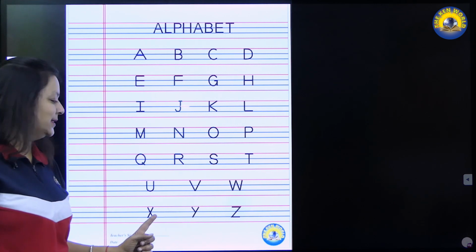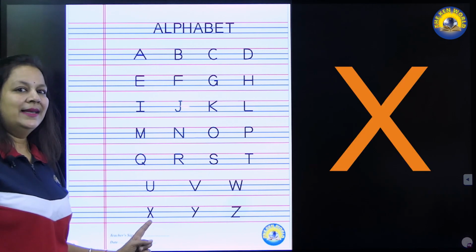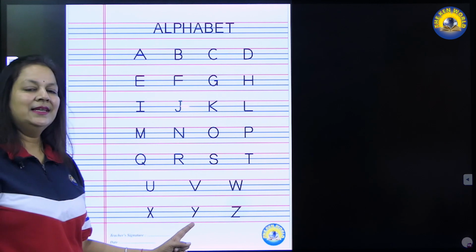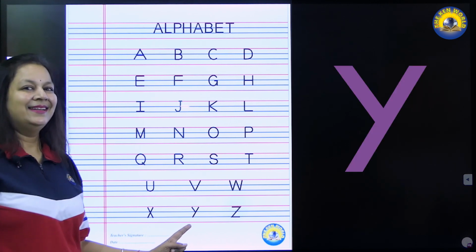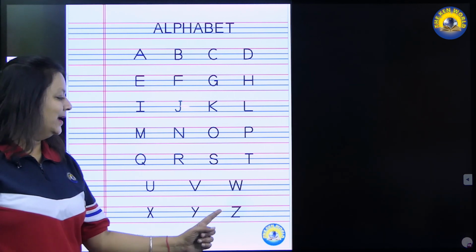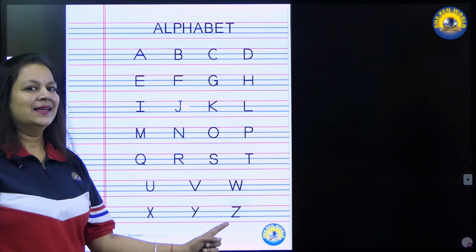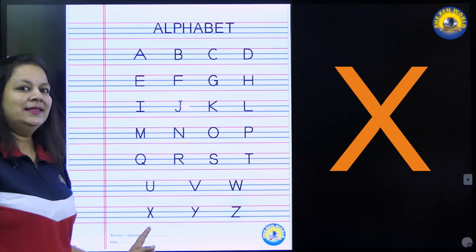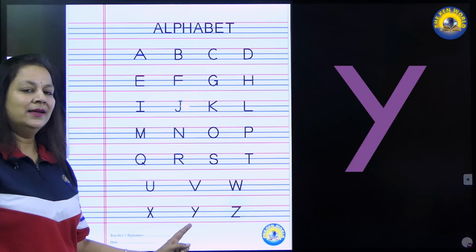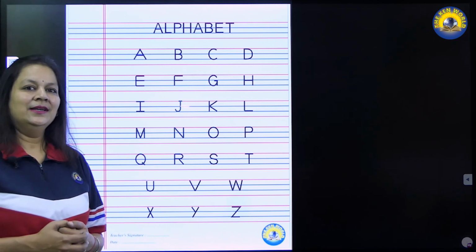Let's proceed to the next letter. That is X. X says X. After X, it's Y. Y says Y. Y says Y. And the last one is Z. Z says Z. Z says Z. Let's revise. X says X. Y says Y. Z says Z. Great! Have you learned?